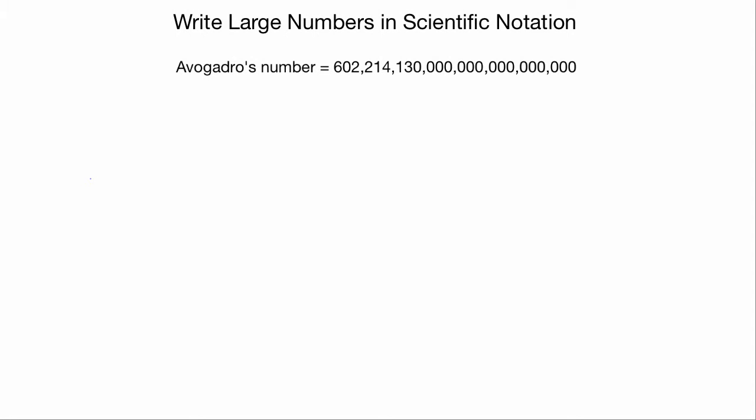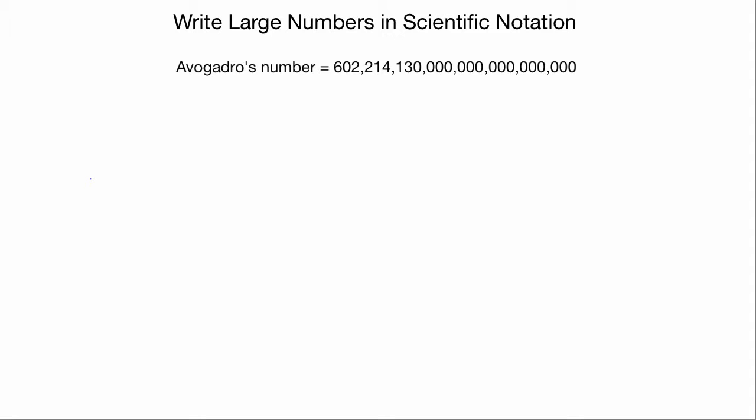Hello everyone, welcome to an algebra tutorial video learning about scientific notation. In this example, we're going to learn how to take a very large number, we're going to work with Avogadro's number here, and write it in scientific notation. And it's a great application of using exponent properties in terms of science. So let's talk a little bit.